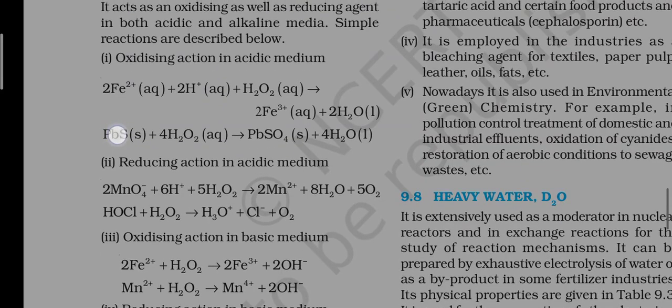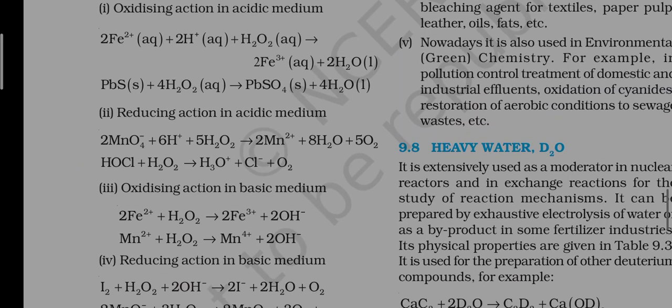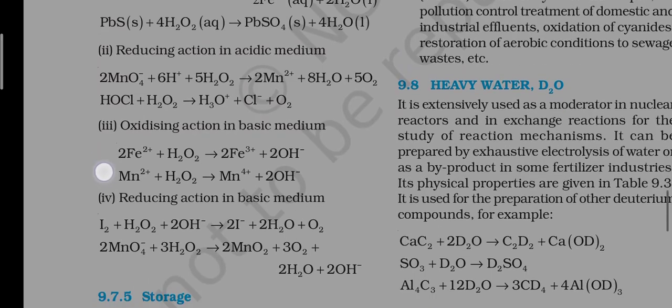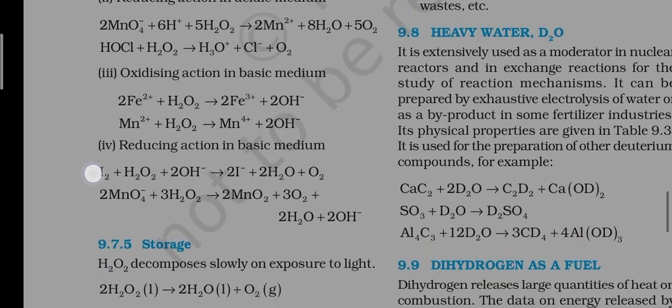Simple reactions are described below. Oxidizing action in acidic medium is shown by the reaction 2Fe²⁺ + 2H⁺ + H2O2 gives 2Fe³⁺ + 2H2O. Reducing action in acidic medium is shown by the reaction 2MnO4⁻ + 6H⁺ + 5H2O2 gives 2Mn²⁺ + 8H2O + 5O2.